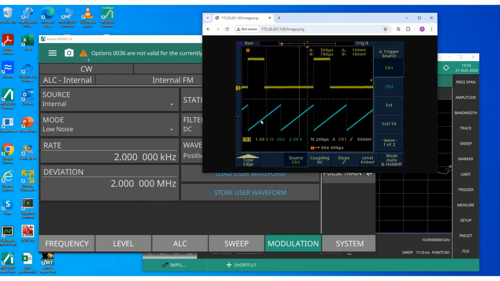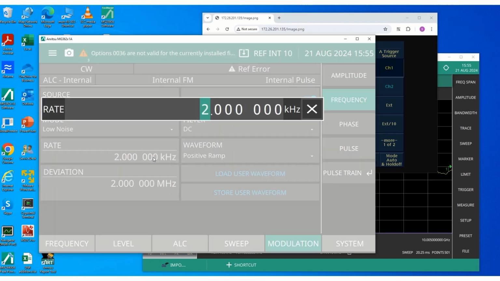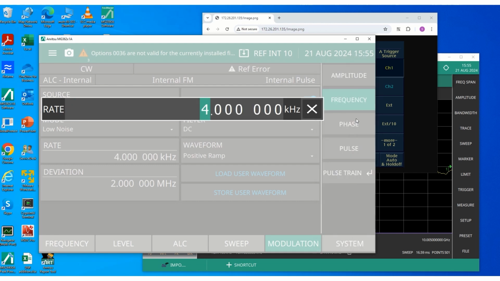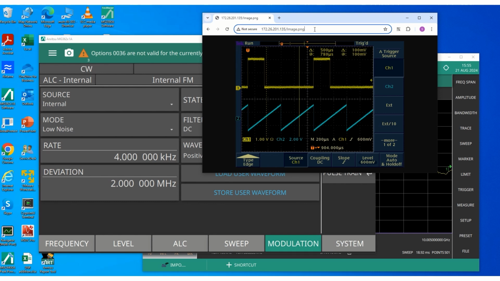For that, you have to set this ramp period to this 250 microseconds again. The reciprocal of 250 microseconds is 4 kilohertz. So you go back and you set the rate to 4 kilohertz, and then let's see what we get on the oscilloscope.